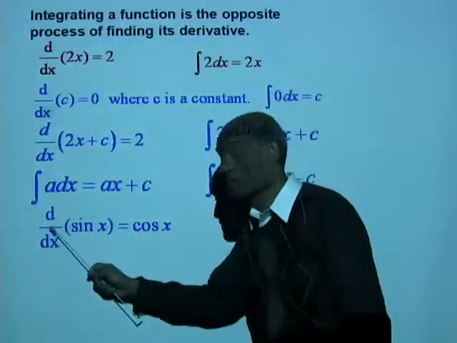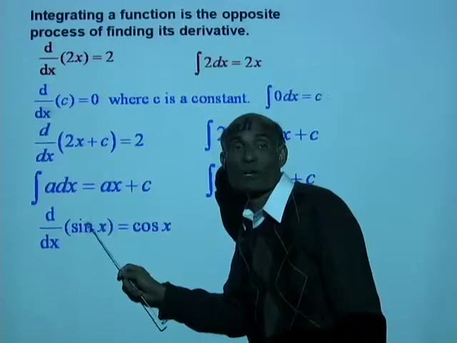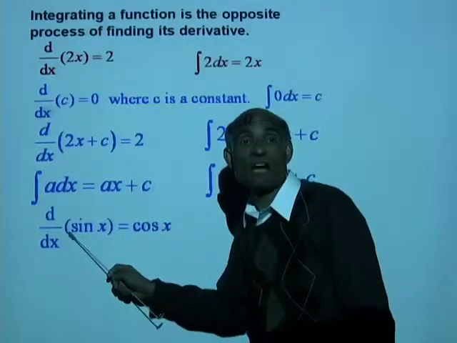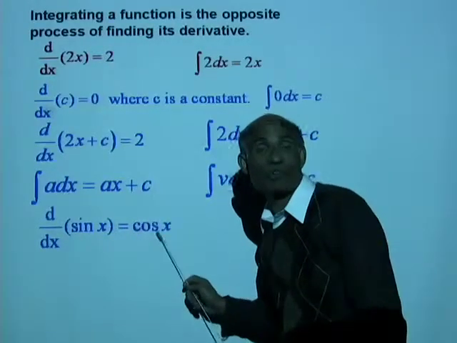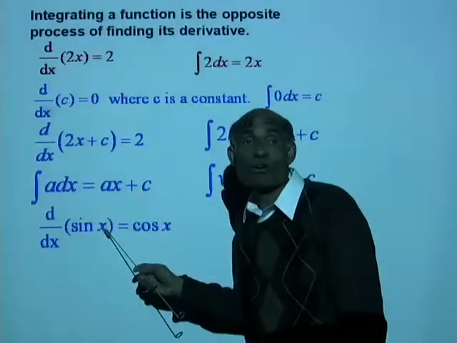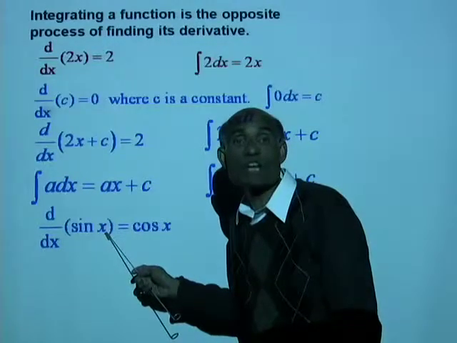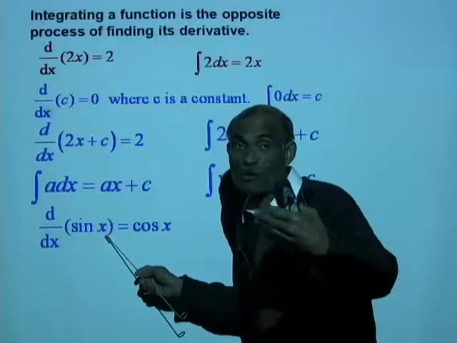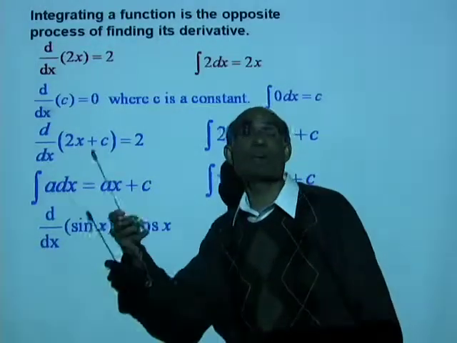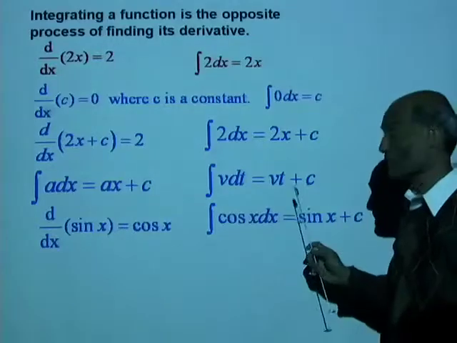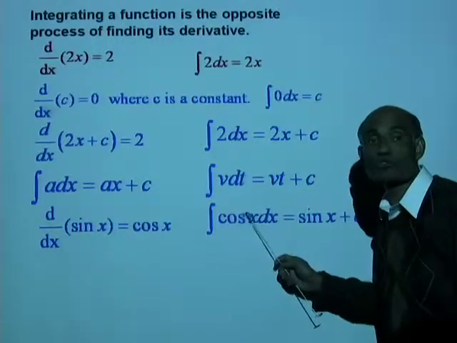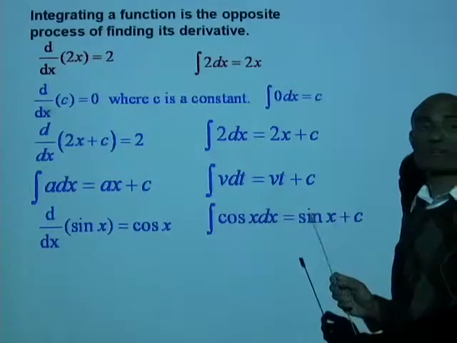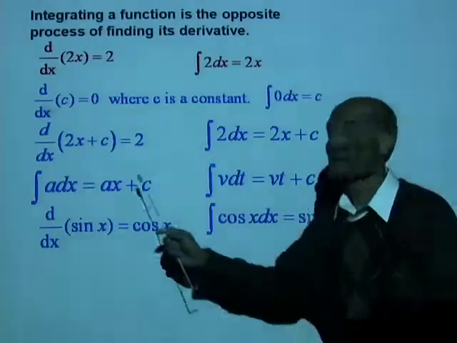Why? Because the derivative of sine x plus 5 is cos x. The derivative of sine x plus 10 is also cos x. So we don't know whether in the original function there is a constant or not. To make sure that we don't make a mistake, when you integrate, always add a constant. So integrating cos x with respect to x will give you sine x plus c. These are results you need to remember.